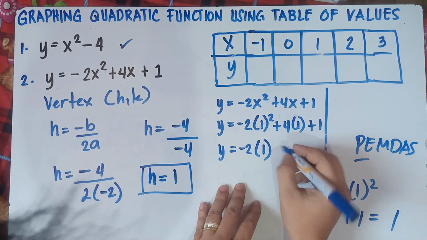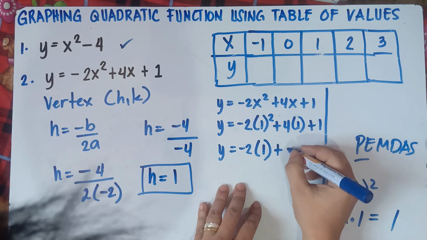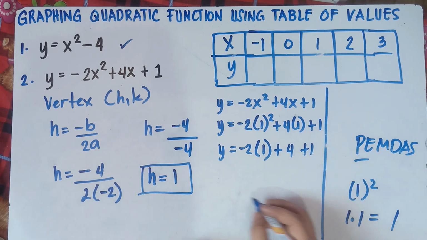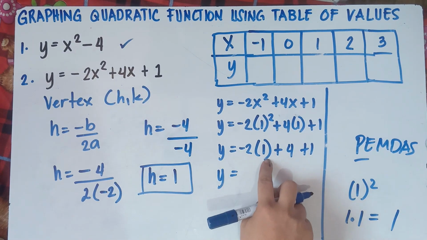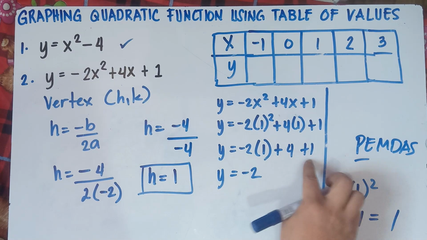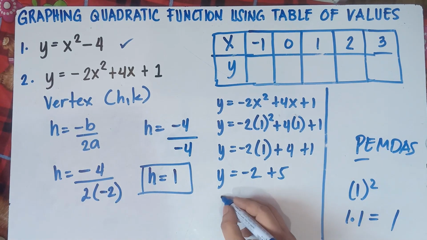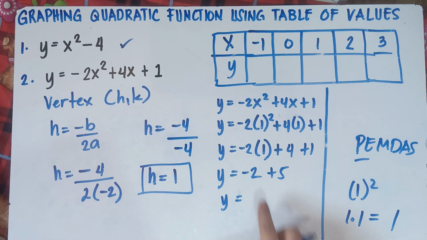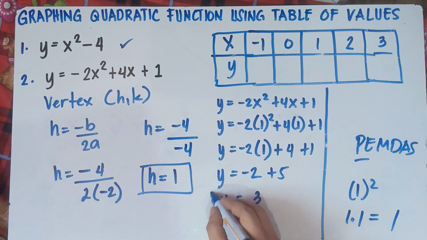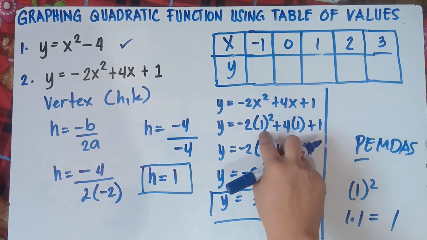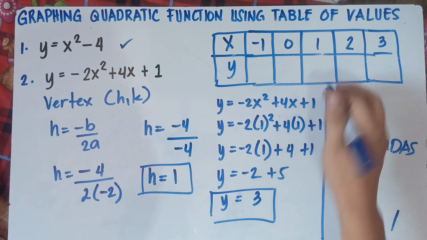So negative 2 times 1, plus 4 times 1, that is 4, then plus 1. So y equals negative 2 times 1, that's negative 2. Then copy 4 plus 1, that is 5. Alright, so negative 2 plus positive 5. If the signs are not the same, you subtract, then copy the sign of the larger number. So 5 minus 2, that is 3. Now 5 is greater than 2, so we copy the positive sign. Therefore, if our x is positive 1, our y value is positive 3.